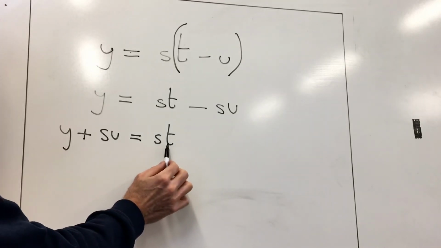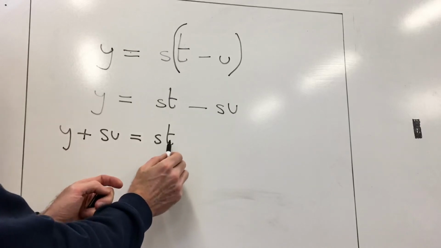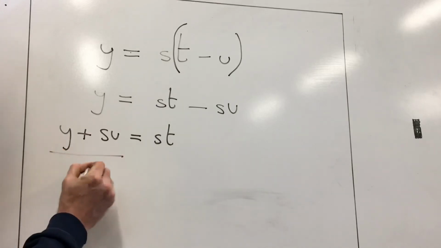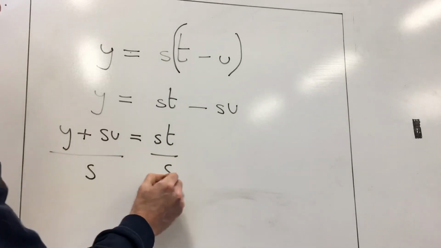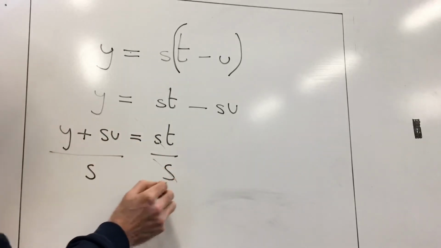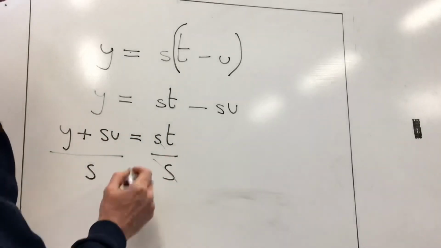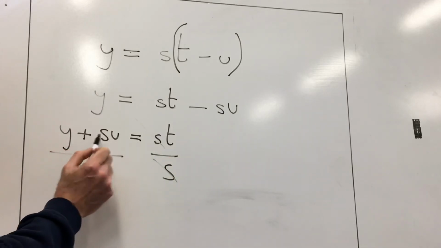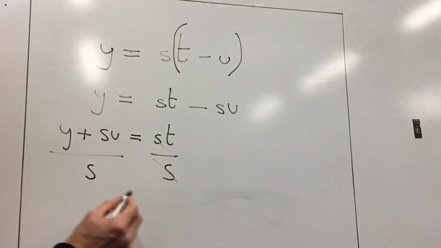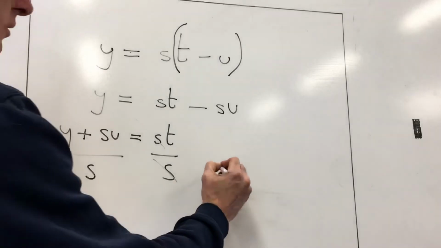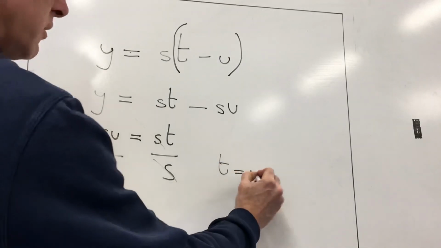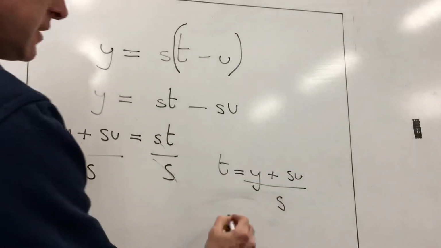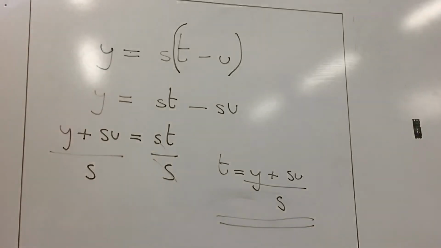S times t there, so we want t on its own, so we divide both sides by s. If I divide both sides by s, the s's will cancel out and we're left with t. So from that we've got t is equal to y plus su divided by s. Okay, so t is equal to y plus su all divided by s, and that is your answer.